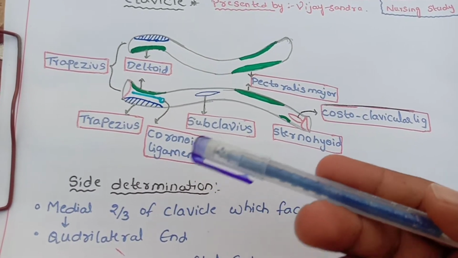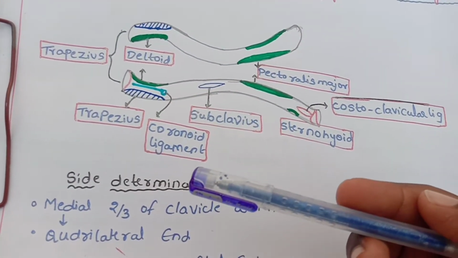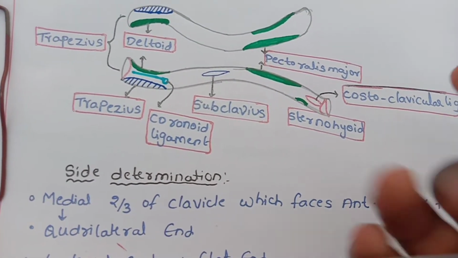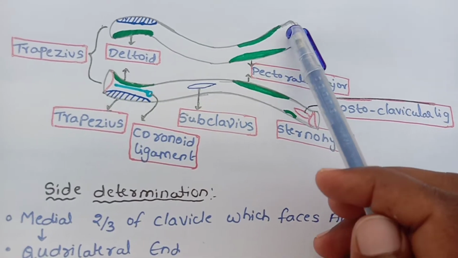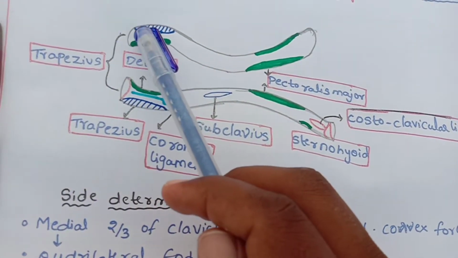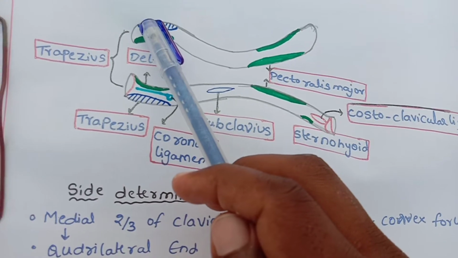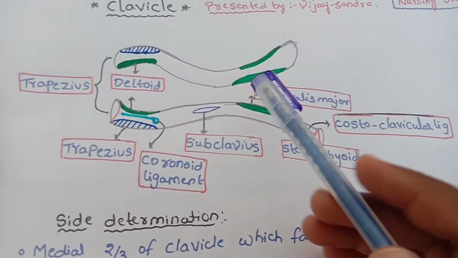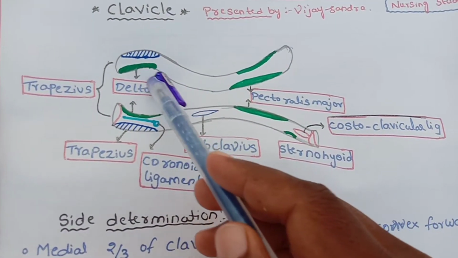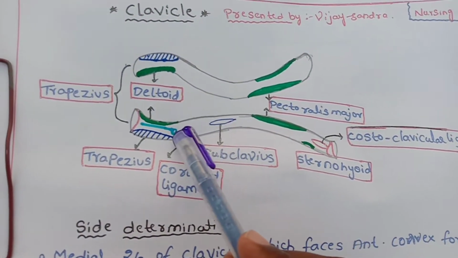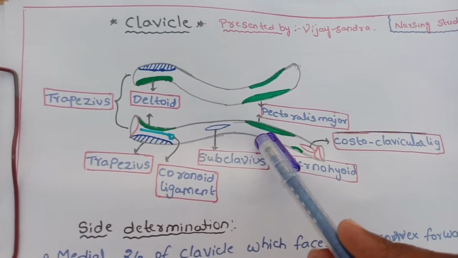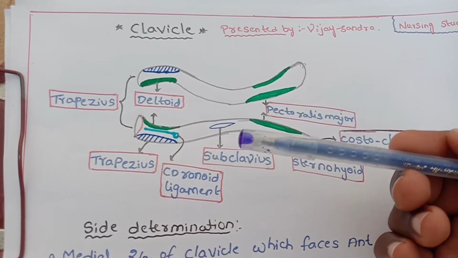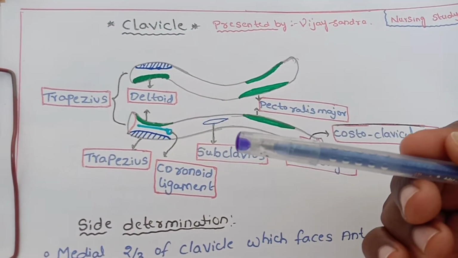In this side determination, we see two ends, the sternal end and the acromial end. This is the sternal end and this is the acromial end. You will also see the surfaces: this is the superior surface of the clavicle and this is the inferior surface of the clavicle.